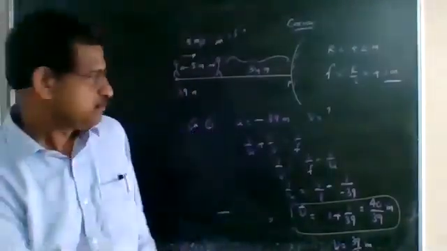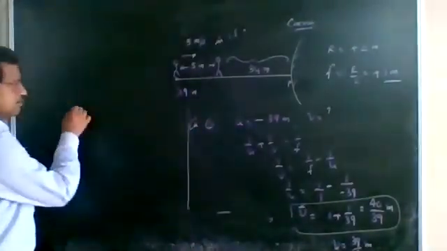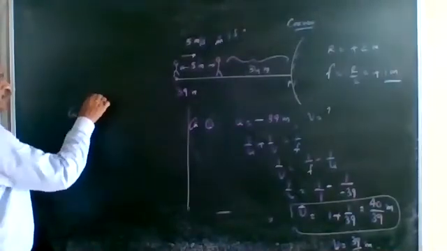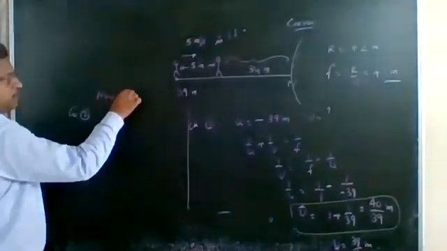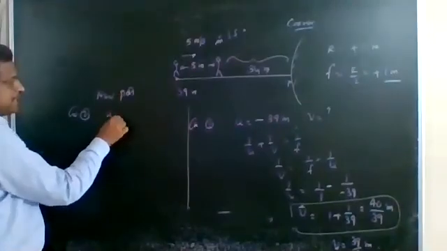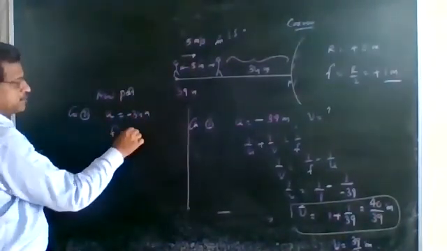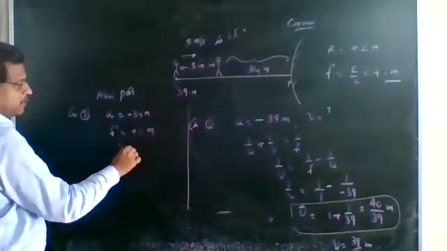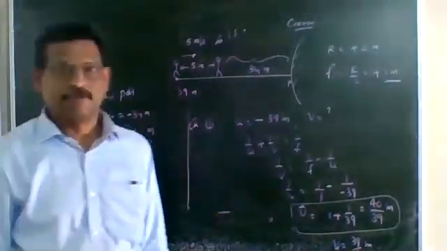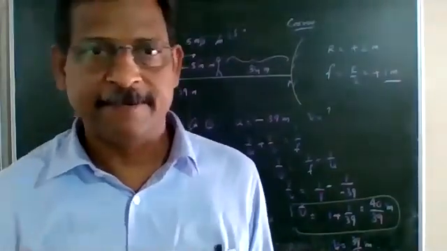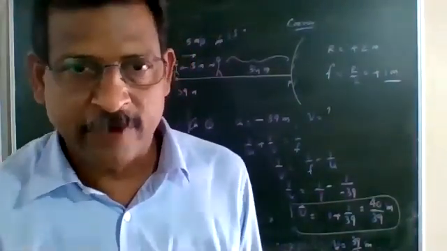So case 2 is for the new position. We are getting u equal to minus 34 meters, f value is plus 1, and v is equal to what we have to find. We are running short of time, so can you find out this value?